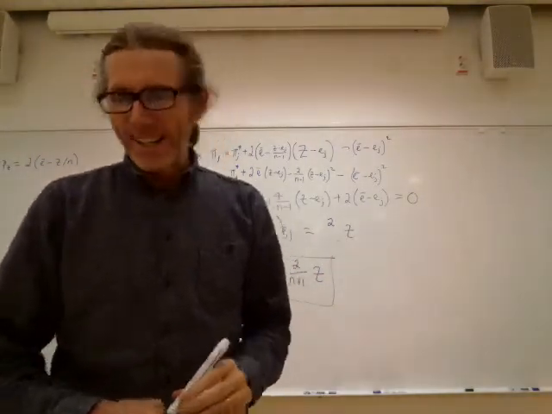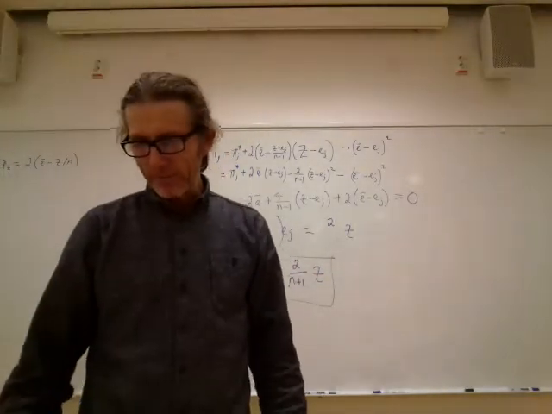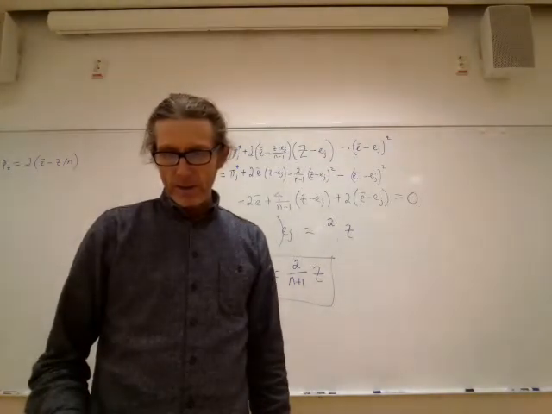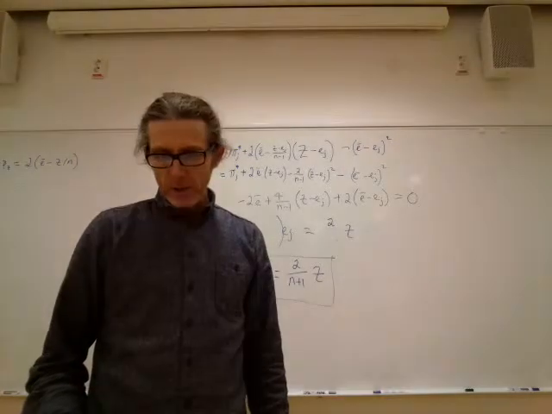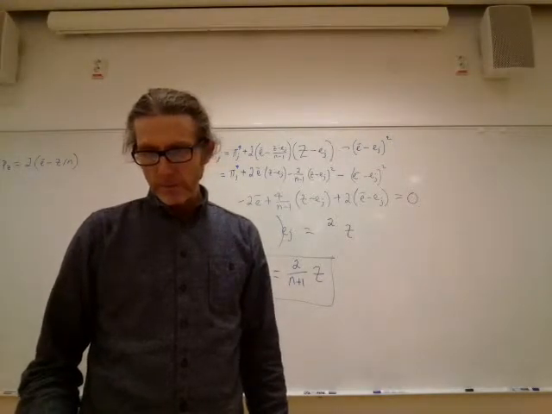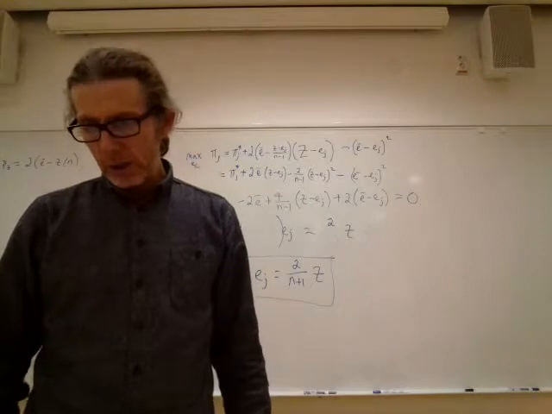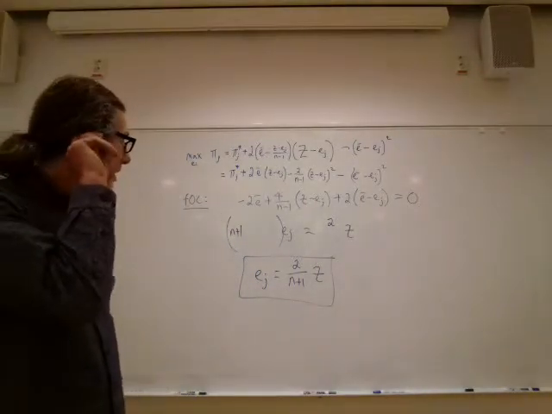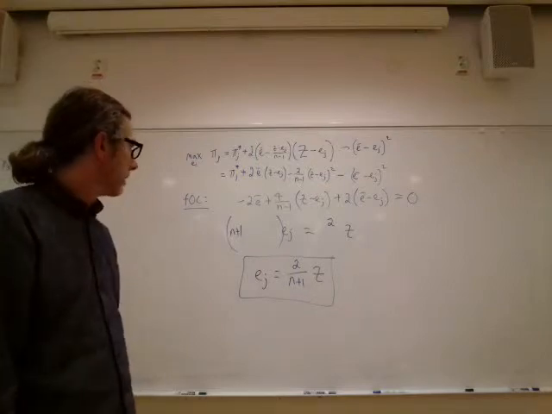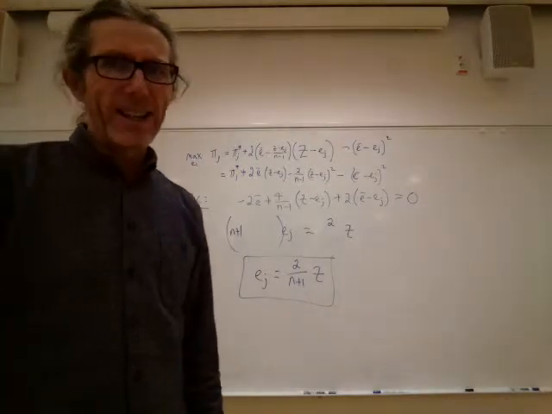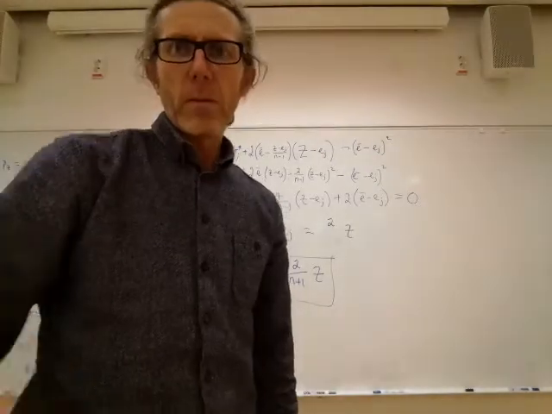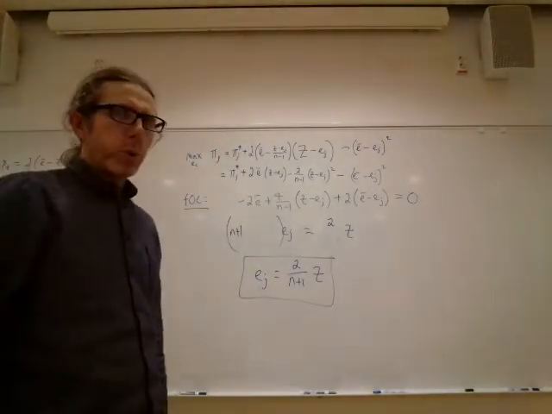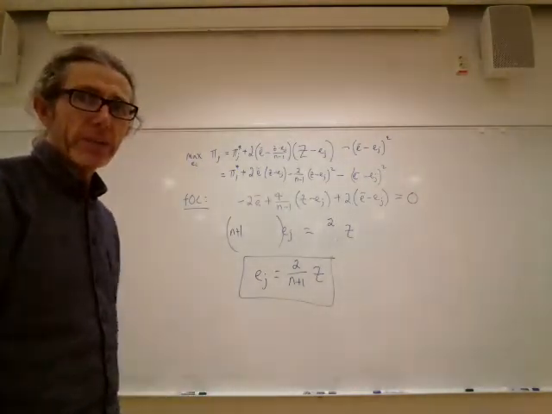Is it right? Let me check my crib sheet. No. Ej is 2n minus 1 over n plus 1 Z. Oh! Okay, I'm going to have a look at this. Okay. I found the problem, another careless mistake.